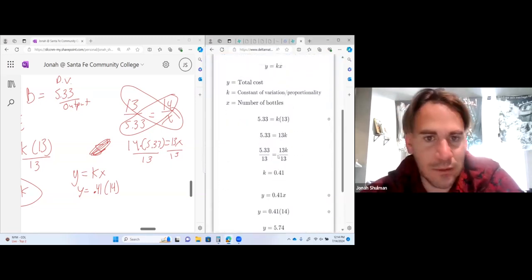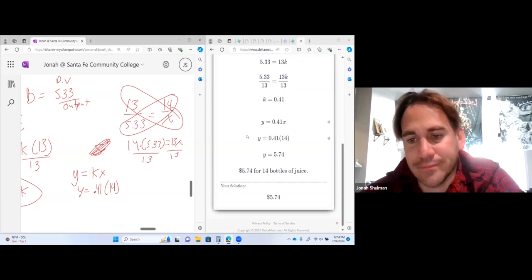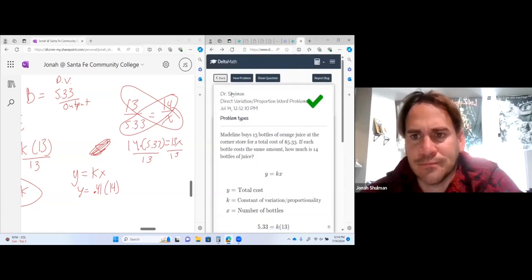And I'll show the other way. Don't be afraid. Show the students this way. Show the students the algebraic way. Show them the cross multiply way. They'll get the same answer.